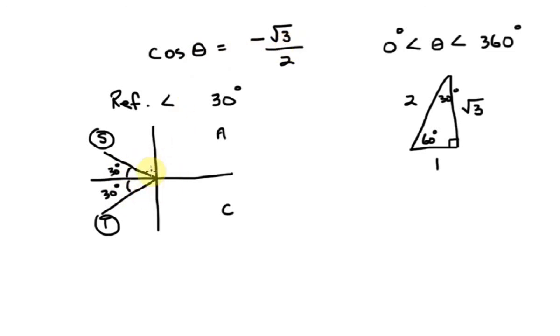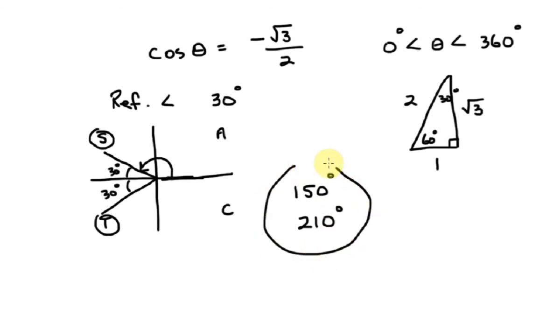All I got to do is name these properly, in other words, starting from over here and swinging through the positive direction. My first answer would be 150 degrees, because it's just supplementary to the 30 degree reference angle in this quadrant. The next one's going to go to 180, and then I'm going to add 30 more. So that's going to be 210. And there they are. There are my two answers that would make this trig equation work.